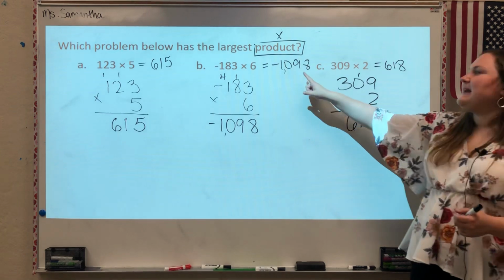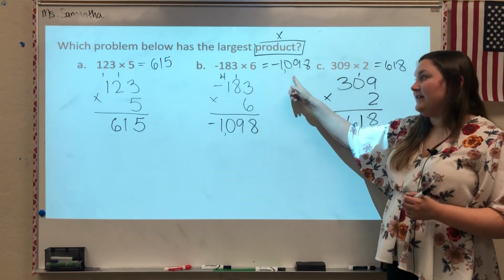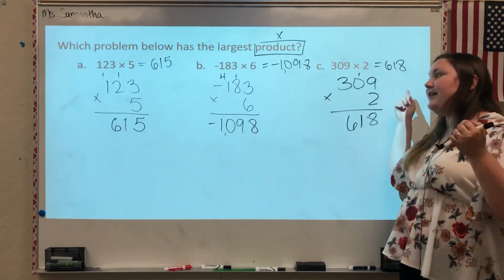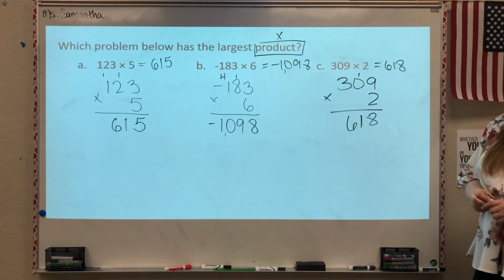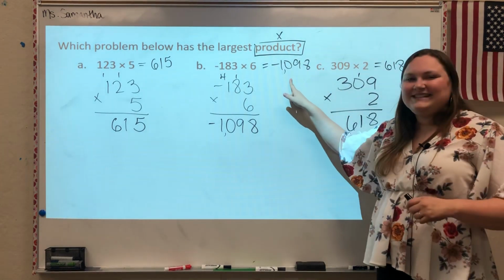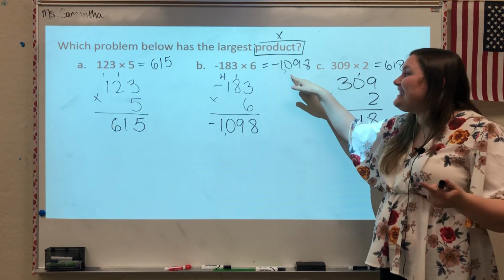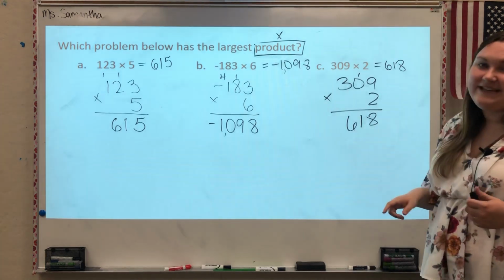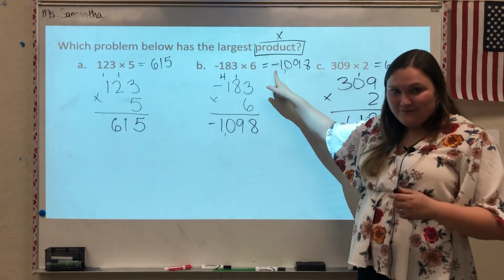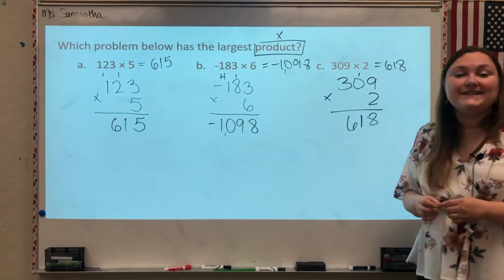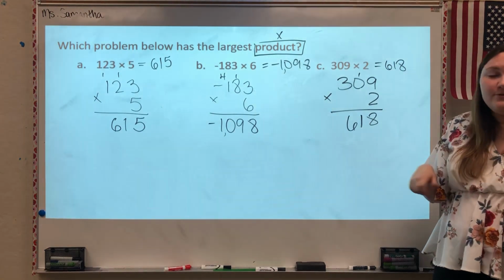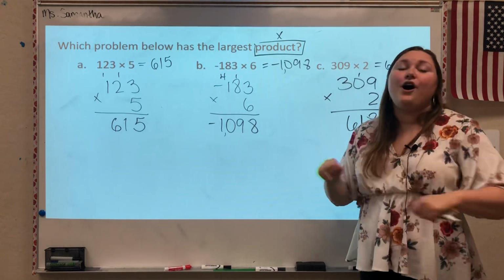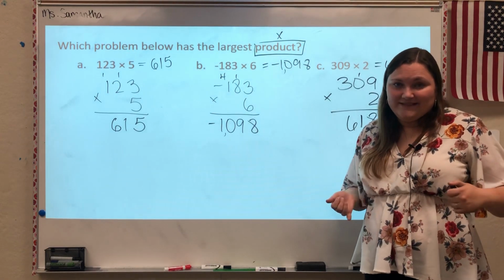Well, it might be tempting to pick this one here, because if I'm looking at 1098, it is larger than either of these numbers. But if you're looking at this and only saying to yourself 1098, you are not reading the entire number. This isn't 1098. This is negative 1098. And one of the things we learned back in Unit 1 with negative and positive numbers is negative numbers are always going to be smaller than positive numbers.